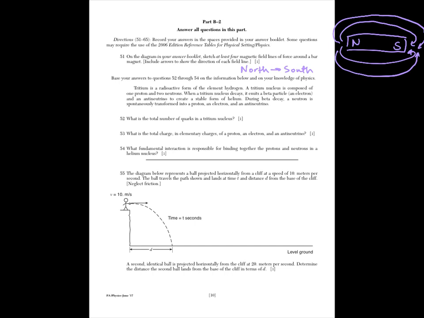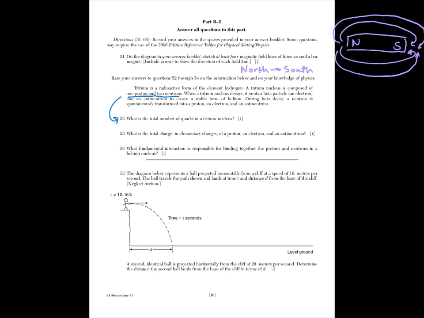Number 52. Number 52 through 54 is tied to modern physics. Here we have tritium, which is 3 nucleons, 1 proton, and 2 neutrons. It's an isotope of hydrogen. So you're thinking, wait, why is chemistry here? Well, it's tied very heavily into modern physics. The important thing is that it has a proton and 2 neutrons. And that'll help us for number 52.